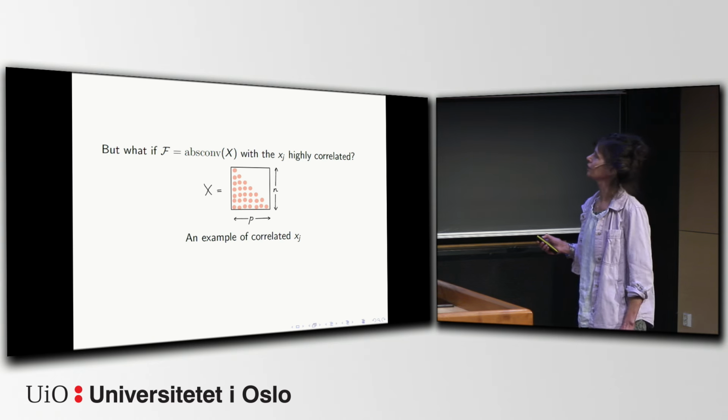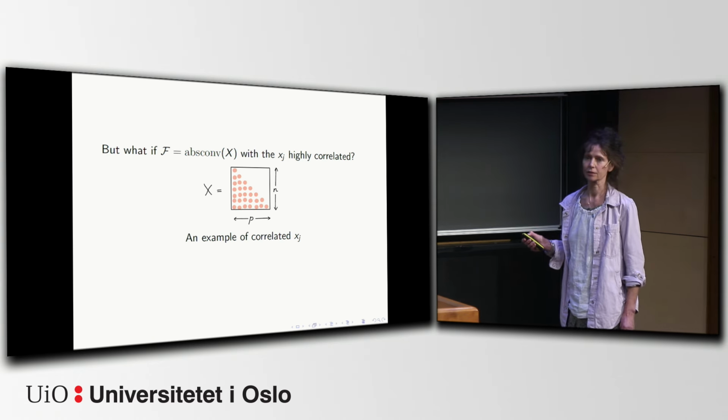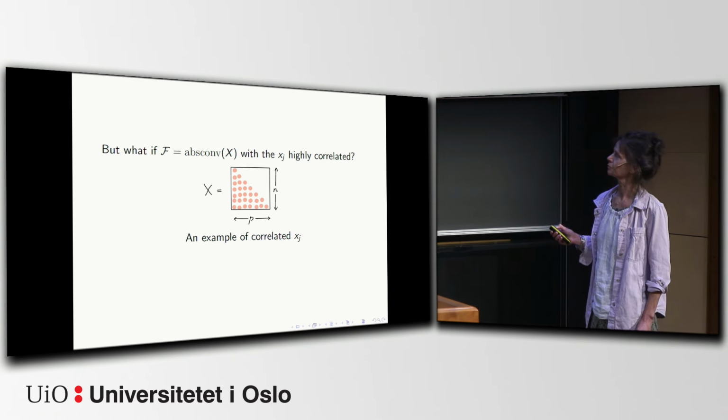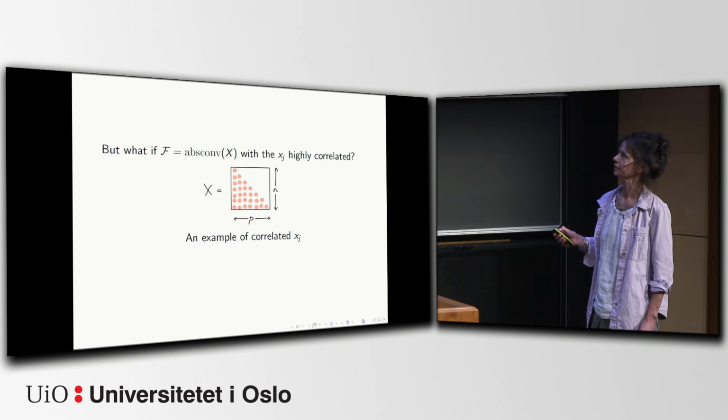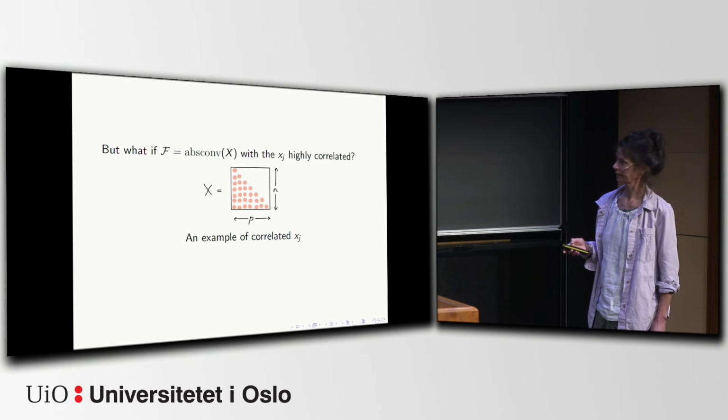So what if you have this convex class of regression functions, but the functions are highly correlated, maybe like this? Let's see.